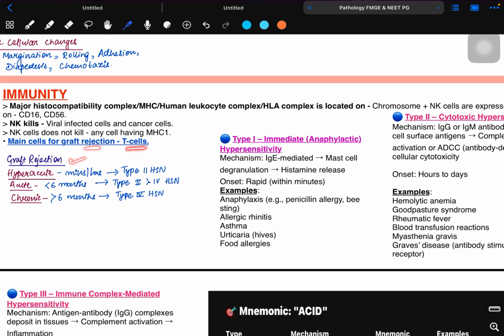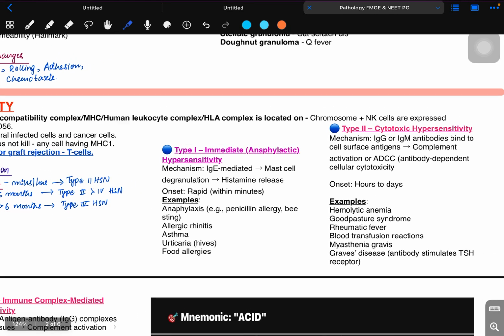So graft rejection based on the duration: if the graft is rejected within minutes to hours, it is known as hyperacute graft rejection, and it is a type 2 hypersensitivity reaction. Acute is less than 6 months and it is more type 2 than type 4, while chronic is more than 6 months and it is a type 4 hypersensitivity reaction.